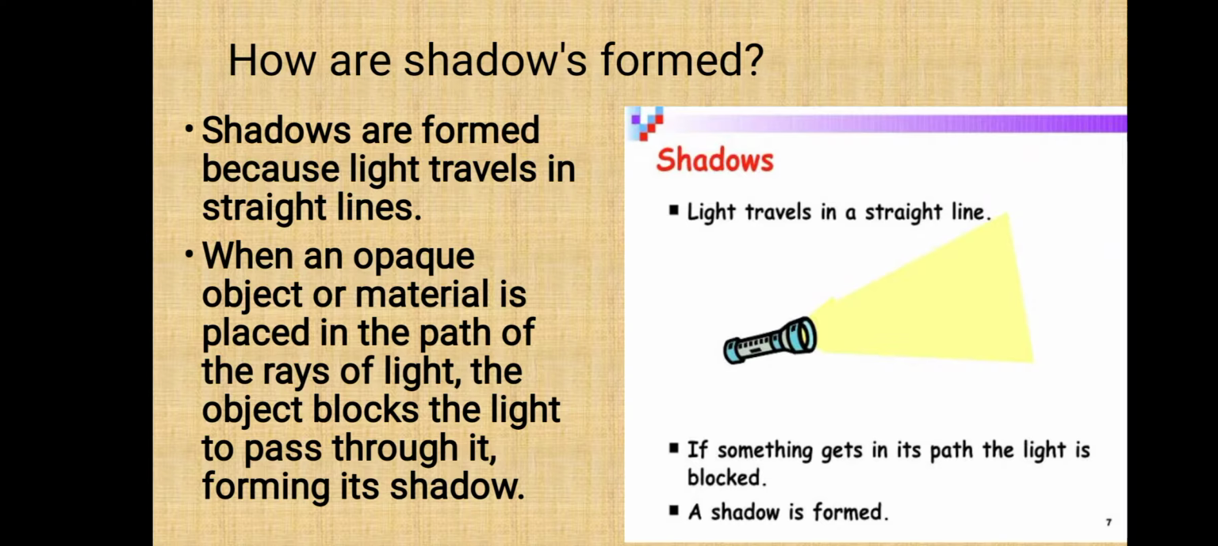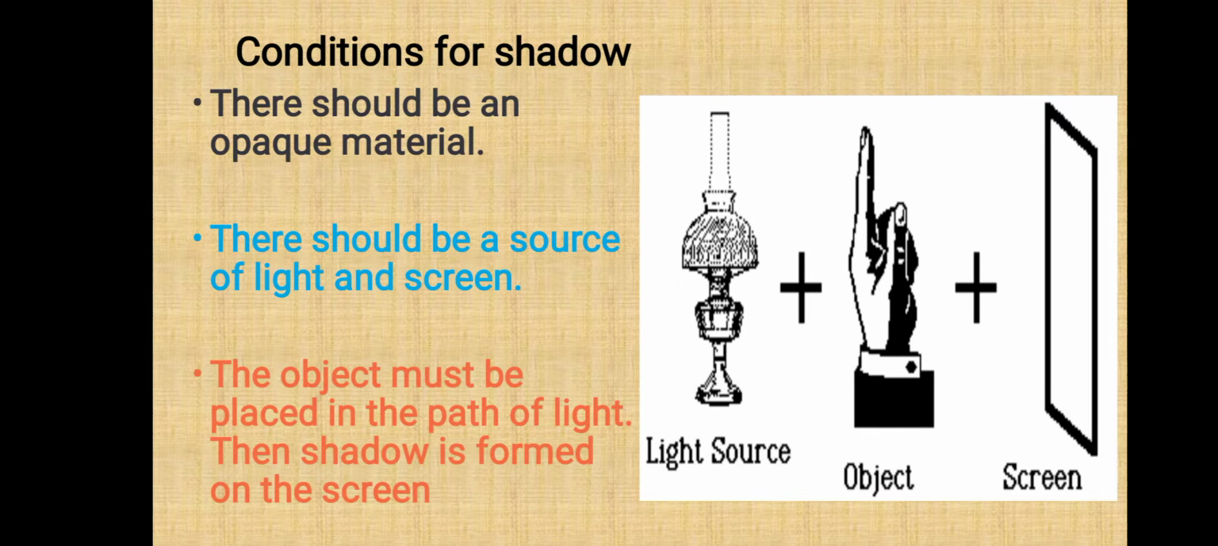In the previous lesson, we learned about how shadows are formed. When light travels in a straight line, and if something gets in its path, the light gets blocked and a shadow is formed. Conditions for a shadow: there should be an opaque object, there should be a source of light and a screen. The object must be placed in the path of light, then a shadow is formed on the screen.